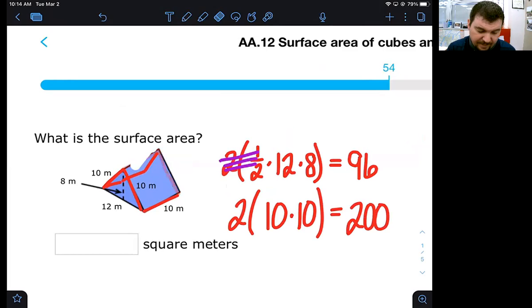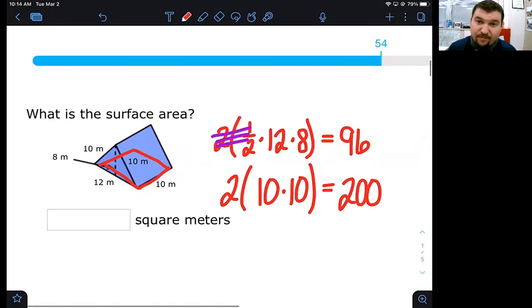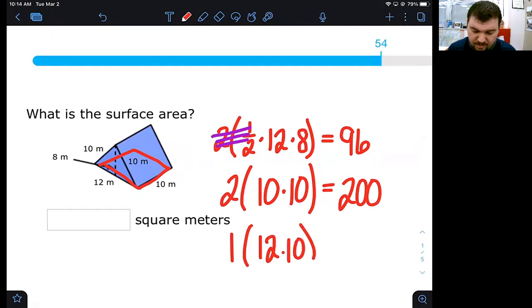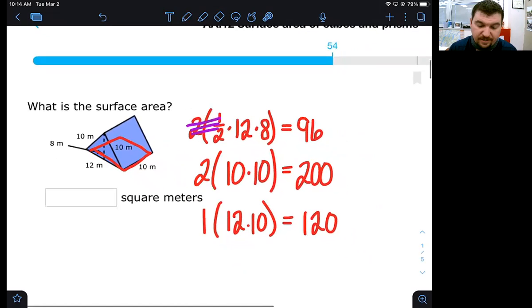And then don't forget about your bottom rectangle, which is 12 by 10. I only have 1 of those. I have 1 12 by 10. You don't want to write the 1. You don't want to write the parentheses. You don't have to. 12 times 10 is 120. And so I've got 1, 2, 3, 4, 5. All 5 sides of my triangular prism.